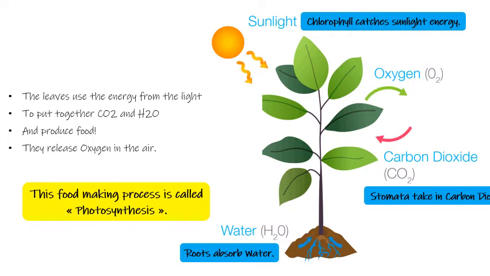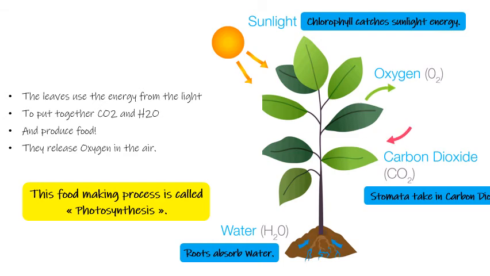The food making process, the cooking process, is called photosynthesis. Say it with me. Photosynthesis. So what is photosynthesis? It's when the plant cooks its own food. What do plants need for photosynthesis? 3 things: carbon dioxide, water, and sunlight energy. Again, the photosynthesis process is when the plant cooks.